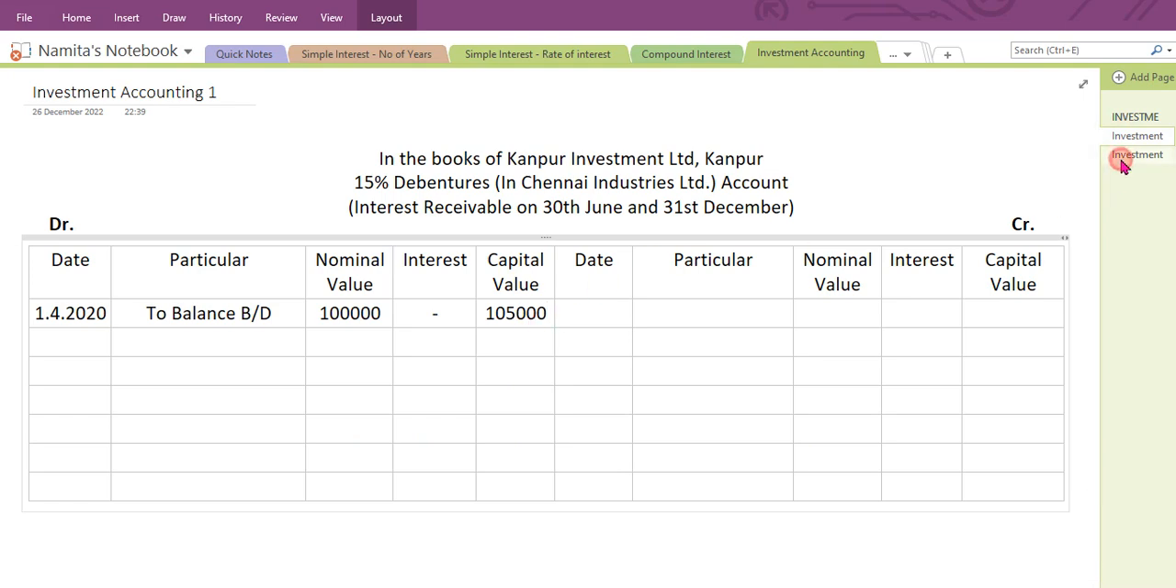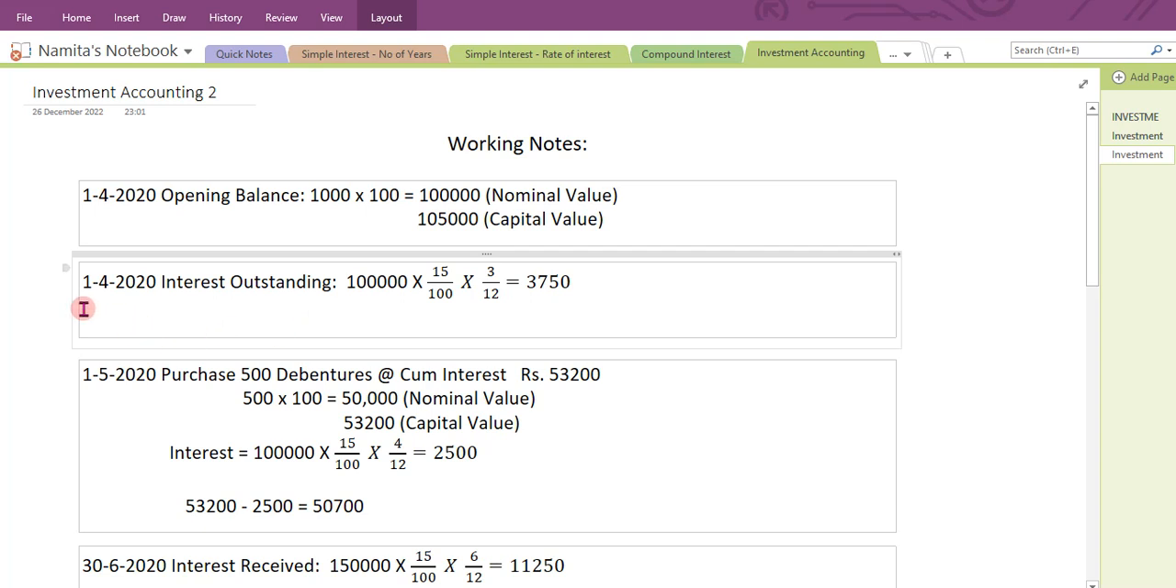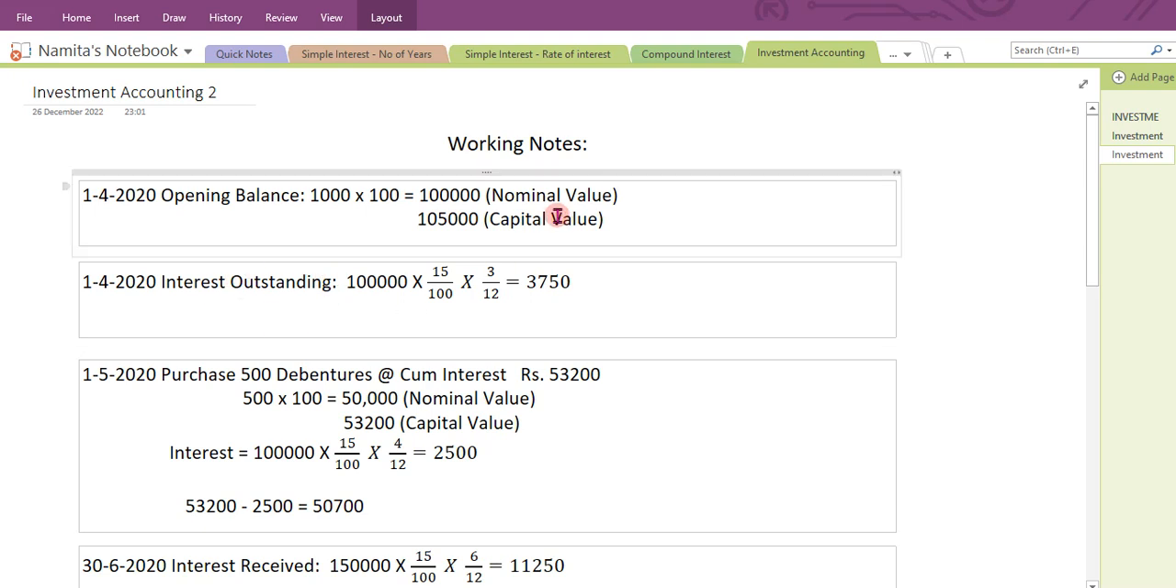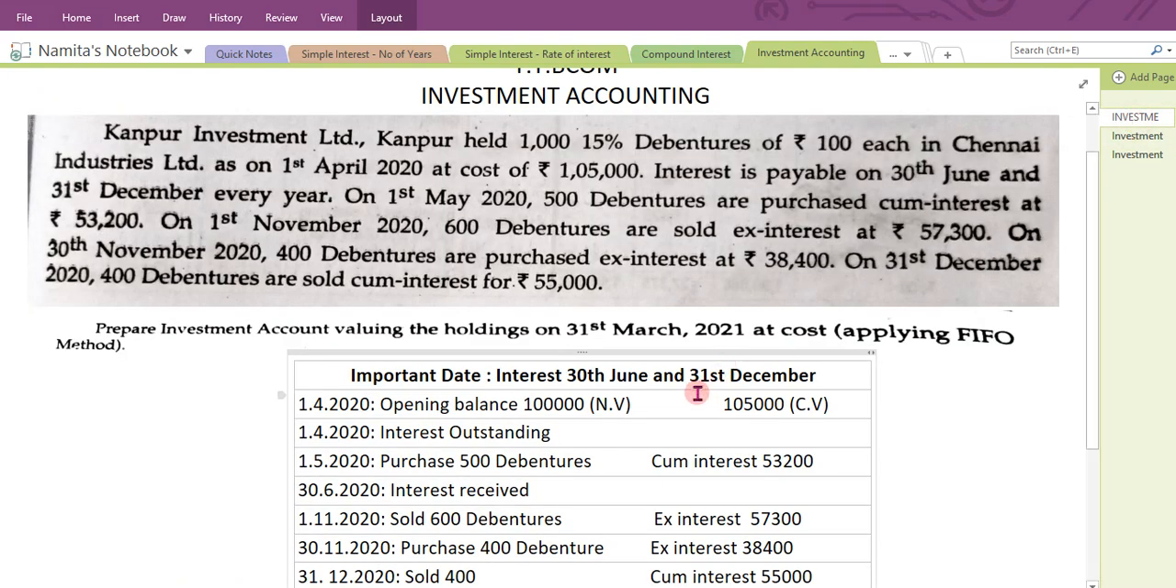Now second working note: on 1st April 2020, interest is outstanding. How is interest outstanding or received? Because on this 1 lakh nominal value there is interest. Last interest was paid when? On which date is the interest paid? 30 June and 31st December.